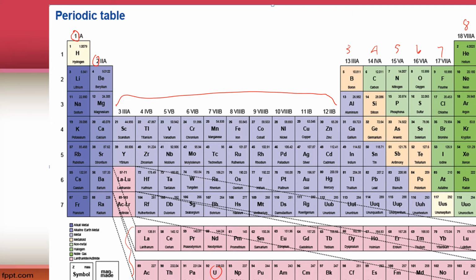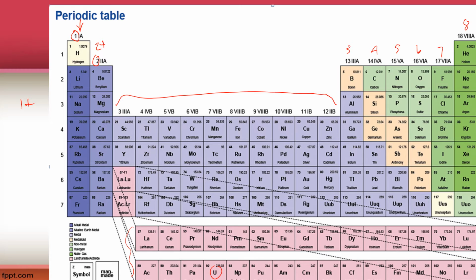Now, the thing to remember here is group 1, which are our alkali metals. They're called group 1 because they have one valence electron. So they lose that one valence electron and hence end up with a 1+ charge. Group 2 does the same thing, except it's got 2 valence electrons, so they end up with a 2+ charge.